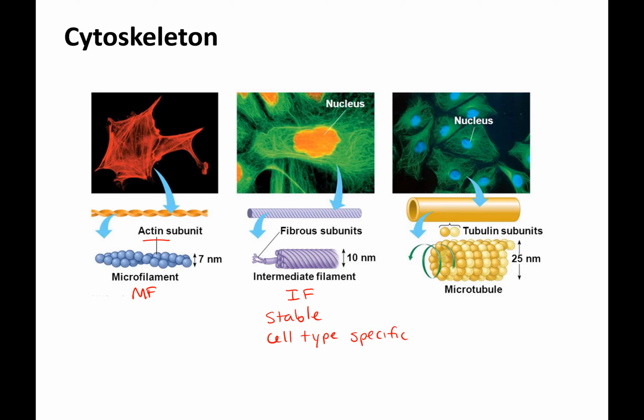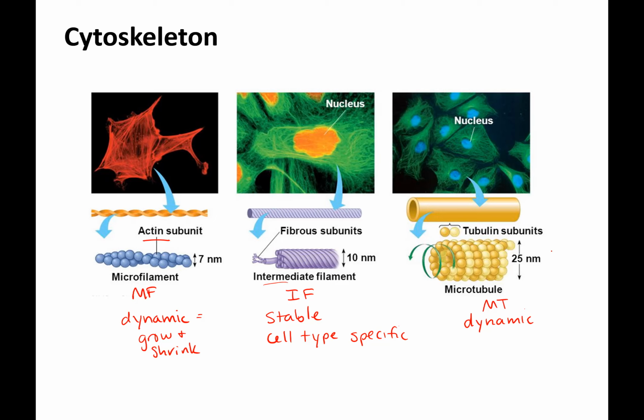whereas microfilaments and microtubules, we call them dynamic. Which means that they can grow and shrink all the time. And you'll learn lots about this in cell biology. Microtubules, again MT, they're dynamic. And one thing I want you to see is their names, well, kind of, maybe just intermediate.